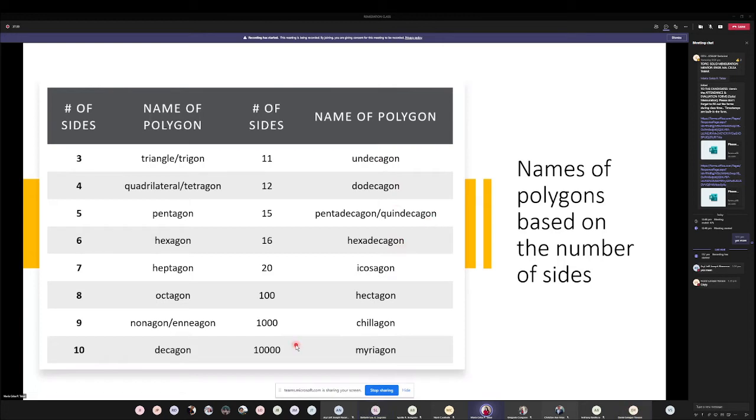If there's a prefix before the decagon, that means you have to add something to 10. So it's undecagon, meaning you add 1 to 10, so 11 sides. Dodecagon, do means 2, so 10 plus 2 or 12. Then pentadecagon or quindecagon means 15. Hexa for 6, so 6 plus 10, is the name for a 16-sided polygon. And we have the special names also: icosagon, hectagon, chiliagon, and myriagon.